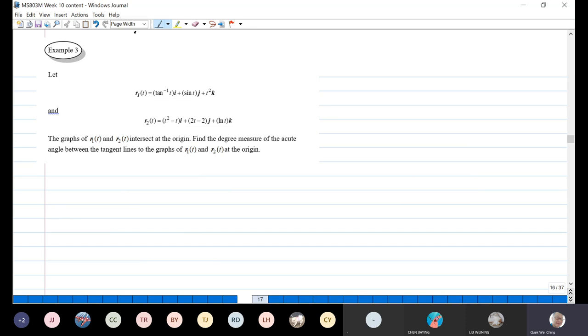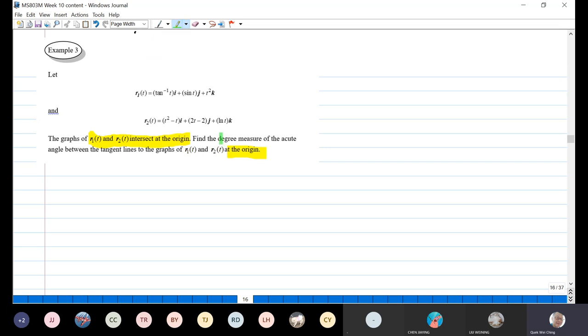You have two curves, r1 and r2. Okay, they tell you that the two curves are given as moving at different times, and they say that these two graphs intersect at the origin. But this is important because it tells you where they intersect. Then the question asks you to find the degree measure of the acute angle between the tangent lines to the curves that intersect at the origin. So they want to find the angle at the origin.